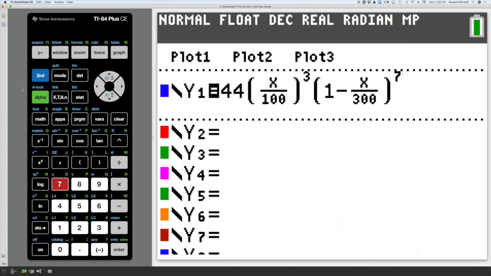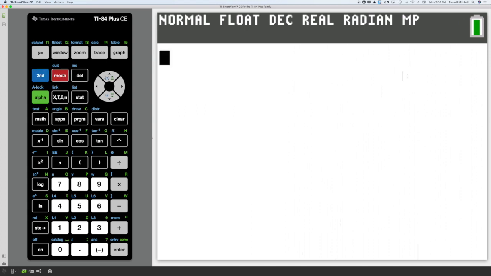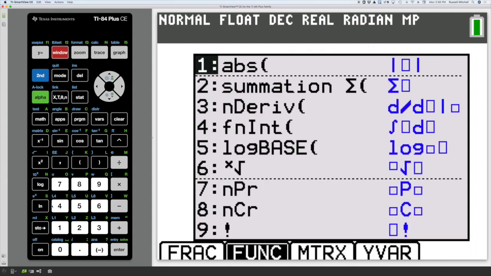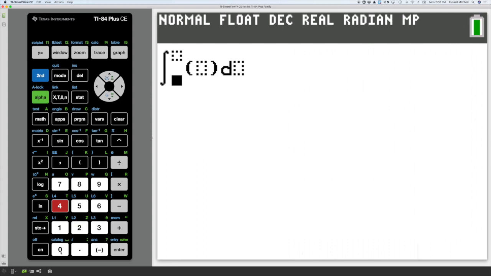I'm going to go back to my home screen because I've checked that I typed it in right. We want to integrate from 0 to 300, so that would be function integrate. So alpha, window, and then number 4 for function integrate. And then we're going to go from 0 to 300.